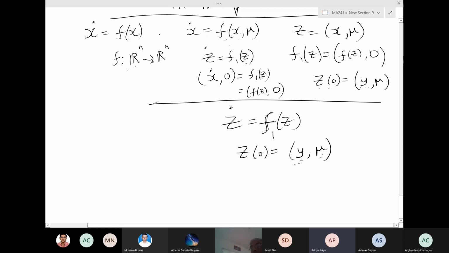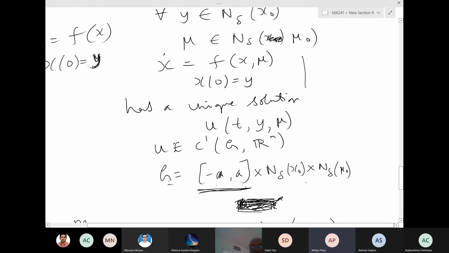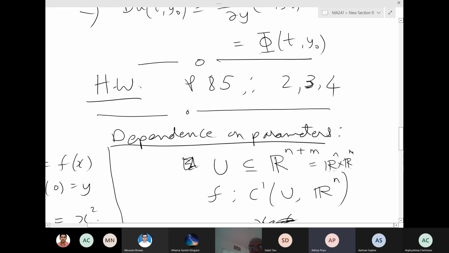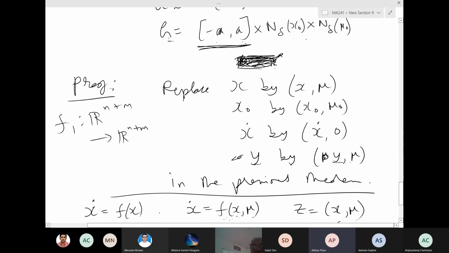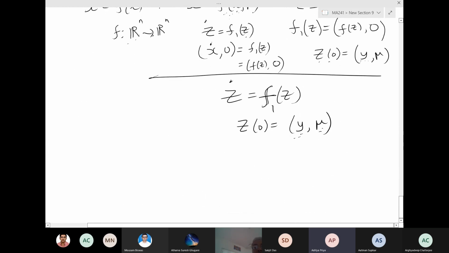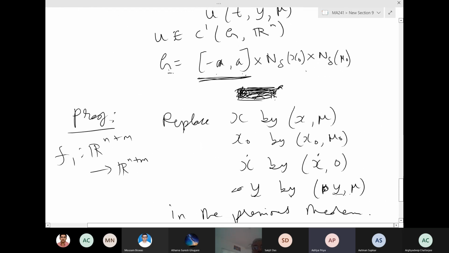he again proves the same thing, except that notice what the starting assumption is here. F depends smoothly on both x and mu. That was the standing assumption here. The theorem was proved under that assumption. And the conclusion is the solution depends smoothly on everything.